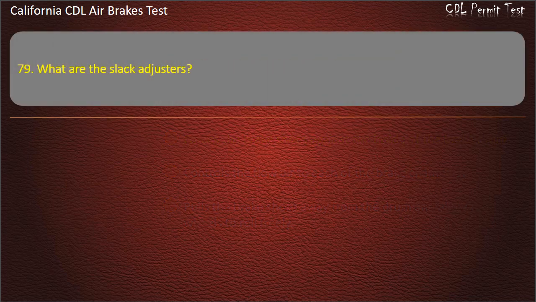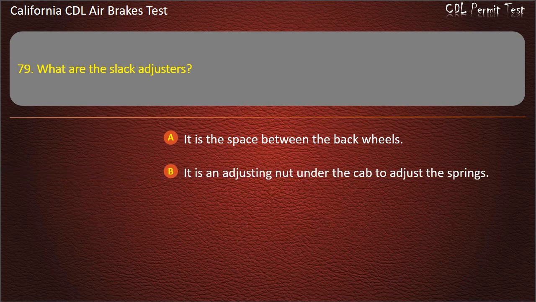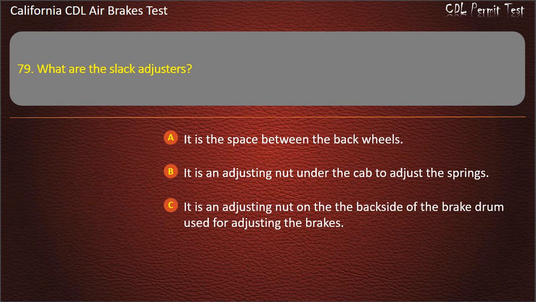Question 79. What are the slack adjusters? It is the space between the back wheels. It is an adjusting nut under the cab to adjust the springs. It is an adjusting nut on the back side of the brake drum used for adjusting the brakes. Answer. It is an adjusting nut on the back side of the brake drum used for adjusting the brakes.